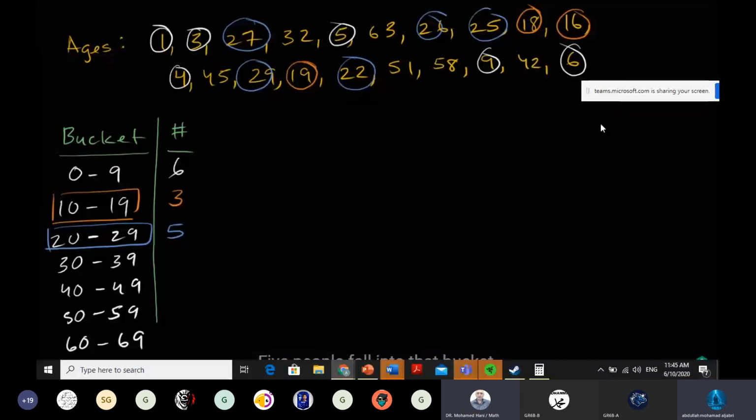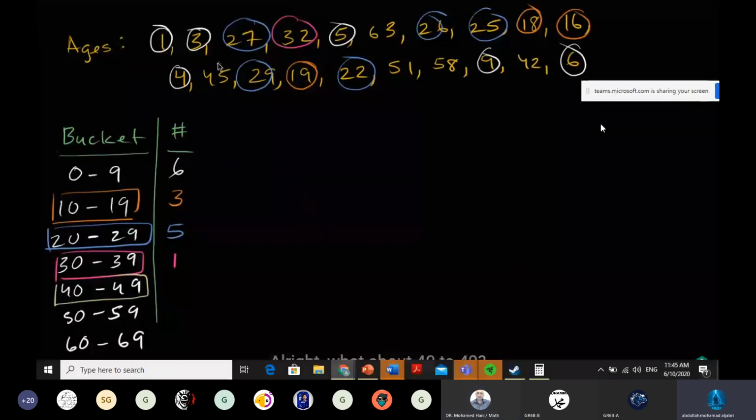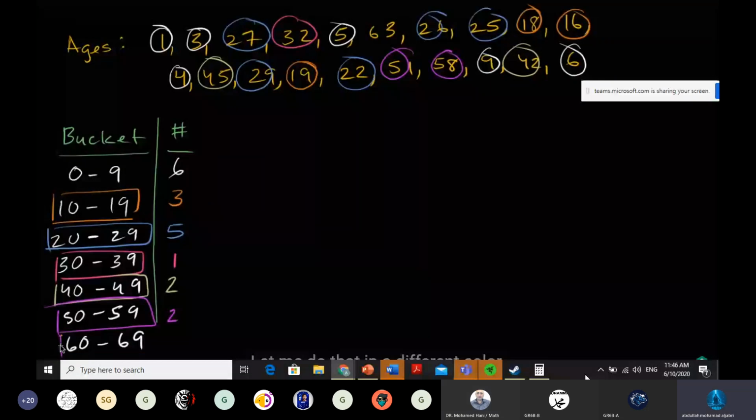All right. What about 30 to 39? Only one person in that 30 to 39 bin or bucket or category. What about 40 to 49? 2 people are in that bucket. And then 50 to 59, you have 2 people. And then finally, ages 60 to 69, there is one person right over there. So this is one way of thinking about how the ages are distributed.